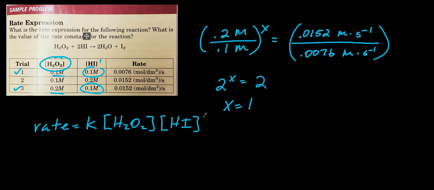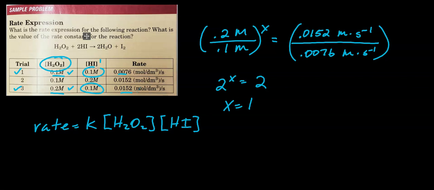So again, math or words. So what would words look like? When you double the concentration of HI without changing H2O2, the rate doubles. That means first order in HI. Likewise, when you double the concentration of H2O2 while not changing the concentration of HI, the rate doubles, again telling us first order in H2O2. So either way, math or words, I prefer math.